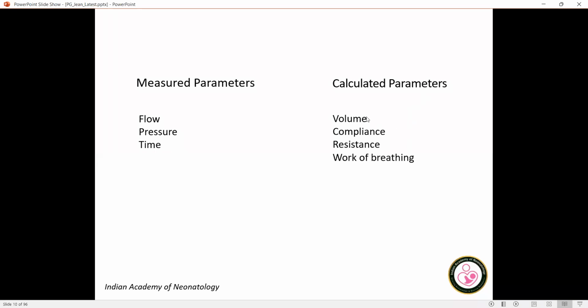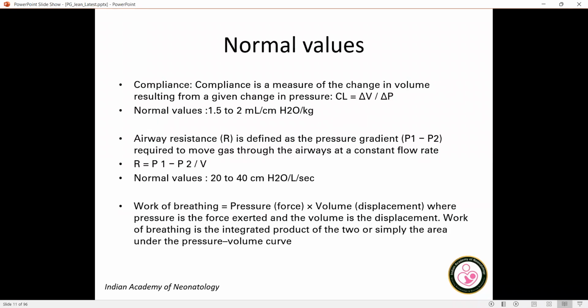We know volume is measured from flow and time; this is the integral of the flow. Compliance is the change in volume divided by the change in pressure. Resistance is the pressure used to drive the flow divided by the volume. And work of breathing is force into displacement, which we can calculate from the area under the pressure volume curve. So all these are calculated parameters, which are seen on this right side.